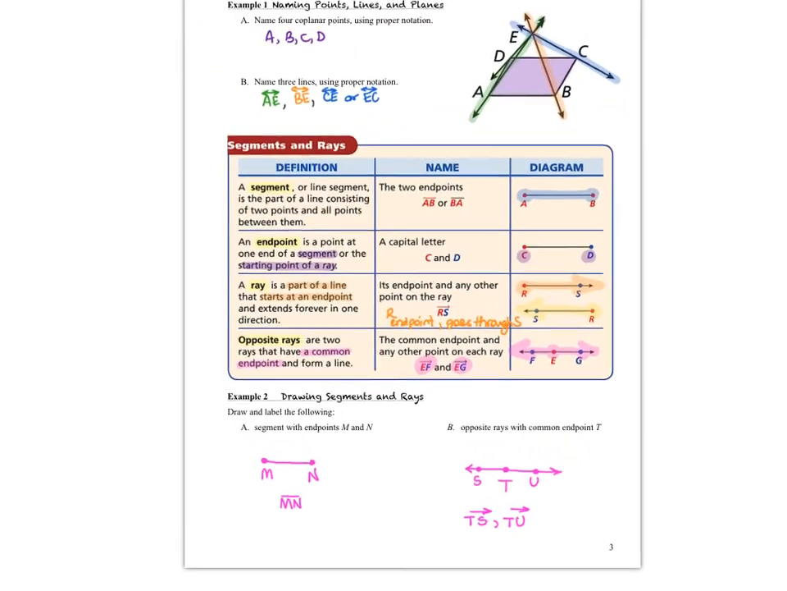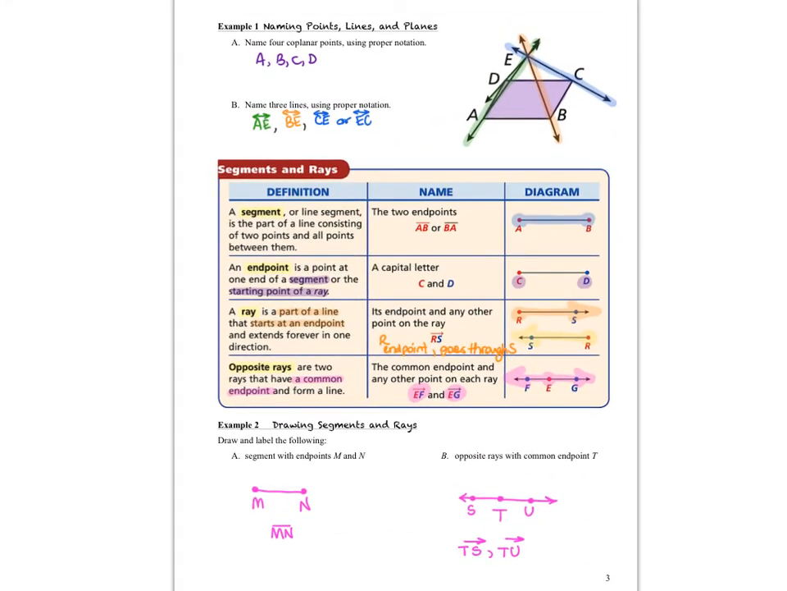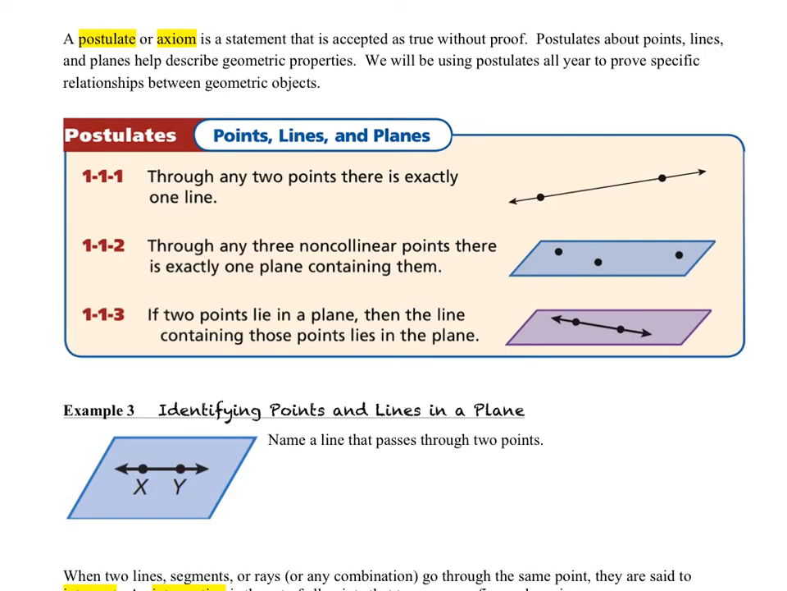Okay, time to talk about postulates. A postulate or axiom is a statement that is accepted as true without us needing to prove it. We're going to be using a lot of postulates this year about different geometric figures that describe geometric properties and geometric relationships. So let's take a look at the first three that we have in our box about points, lines, and planes. First of all, through any 2 points, there is exactly one line, okay? We've always known for a while that it takes 2 points to define a line. Now we have a postulate that also says so.